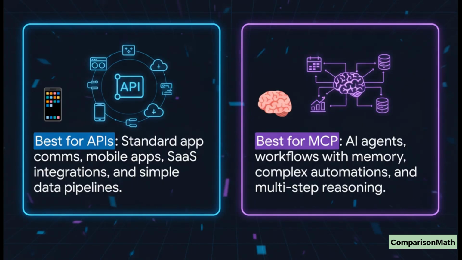You know, the choice here is actually pretty clear once you see it laid out. Do you need to fetch user data for a mobile app? That is a textbook job for a classic API. But are you building an AI travel agent that needs to check flights, book a hotel, and then add it all to your calendar? That kind of multi-step, context-aware workflow is exactly what MCP was designed to do.